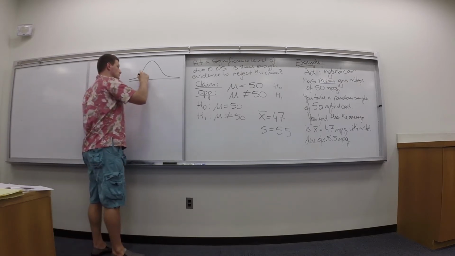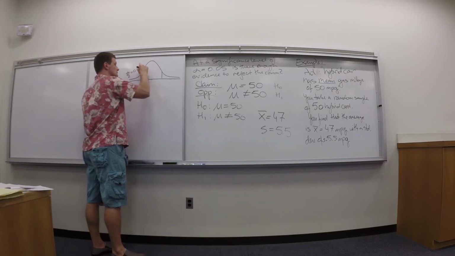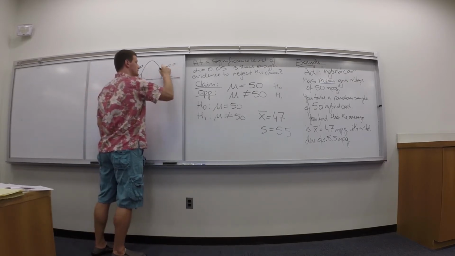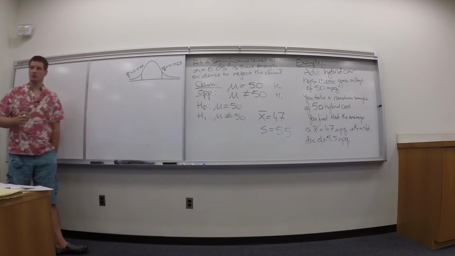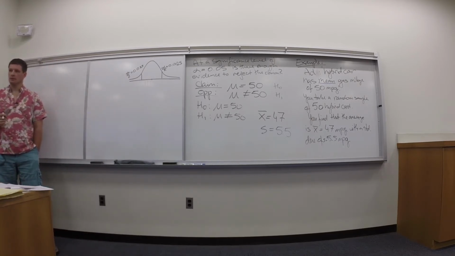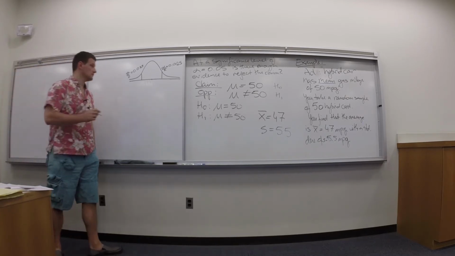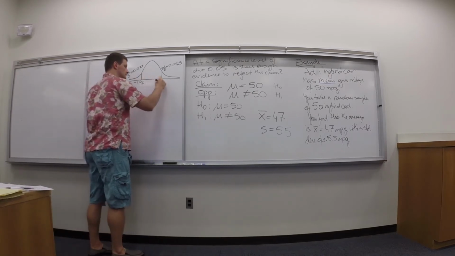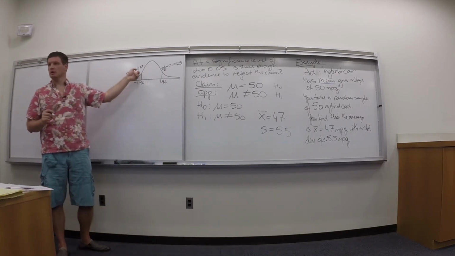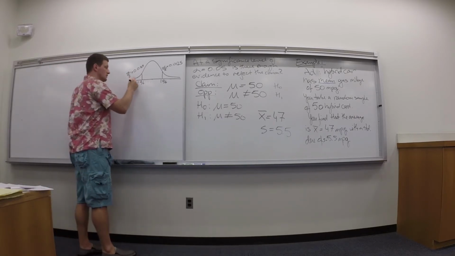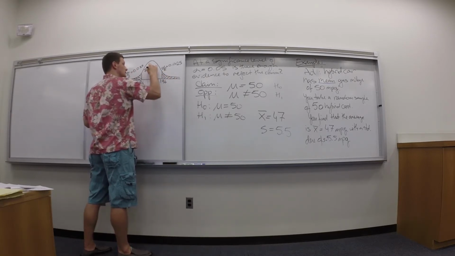Left tail? Well, this is alpha over 2. And this is alpha over 2. So what are the critical values? 1.960. Right, we take the z-score table and we find those values. And this is our reject region, and this is our reject region. And this in the middle is the fail to reject.